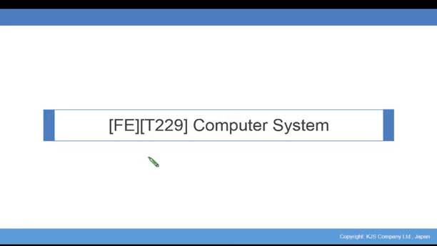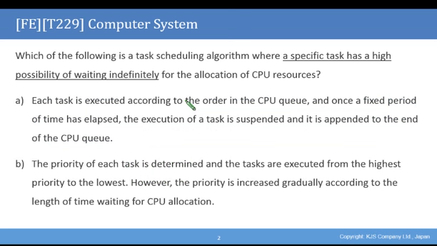This is ComputerSystem T229. In this video we're going to be looking at CPU allocation of resources to see how algorithms work and which one answers our question. The question here: which of the following is a task scheduling algorithm where a specific task has a high possibility of waiting indefinitely for the allocation of CPU resources?